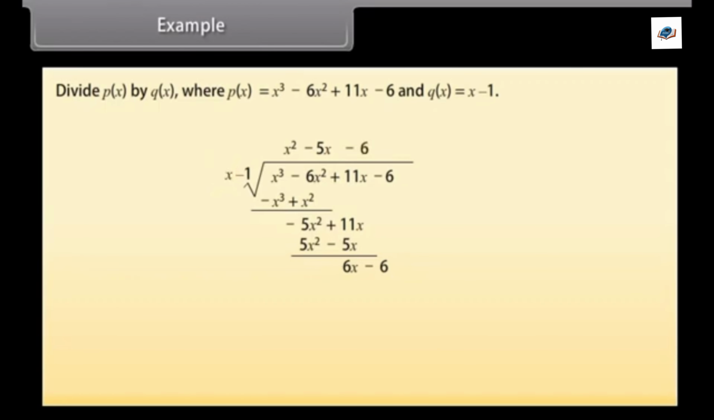Next, we multiply the most recently added term by the entire divisor and again subtract the result from the dividend polynomial. Now the subtraction step is repeated to obtain a new polynomial. The remainder here is 0 because we have completely divided through p(x) by the factor x minus 1. When you reach this step, you are done. Dividing any further by 0 would result in 0.